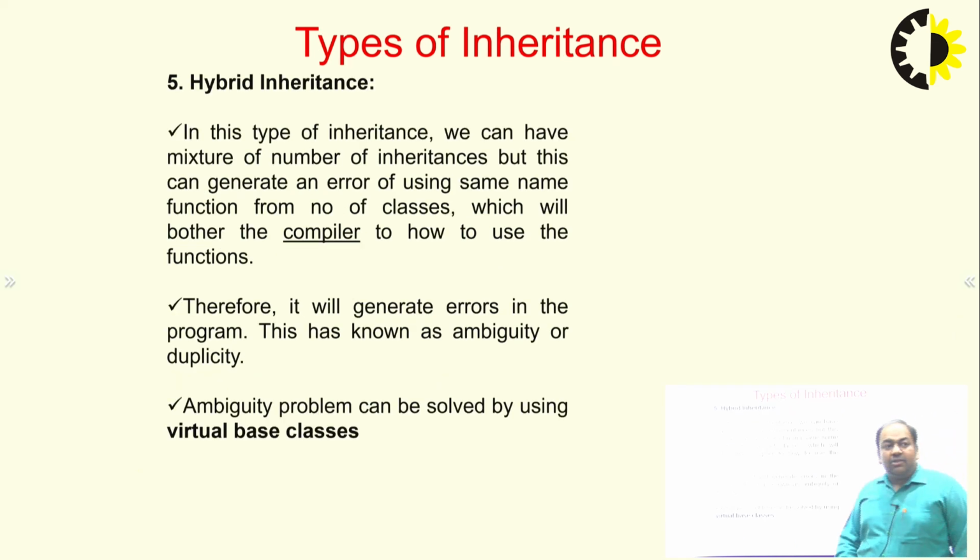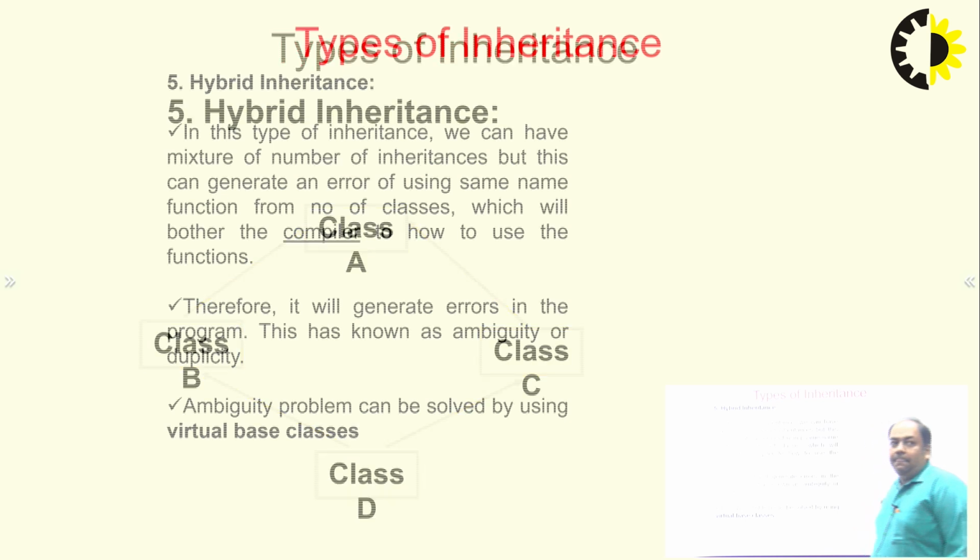Now the combination of these two, multi-level and single inheritance, is known as hybrid inheritance. In this type of inheritance, we can have a mixture of inheritances, which is multi-level and single inheritance. It can generate ambiguity or duplicacy in the program. So in hybrid inheritance, we use the concept of virtual class. We create one virtual class, and with the use of virtual class, we achieve hybrid inheritance in Java.